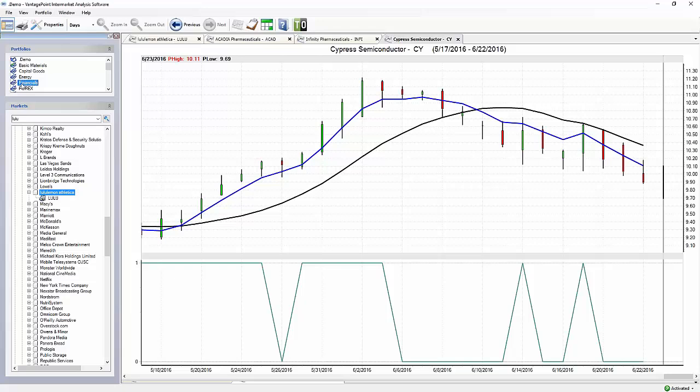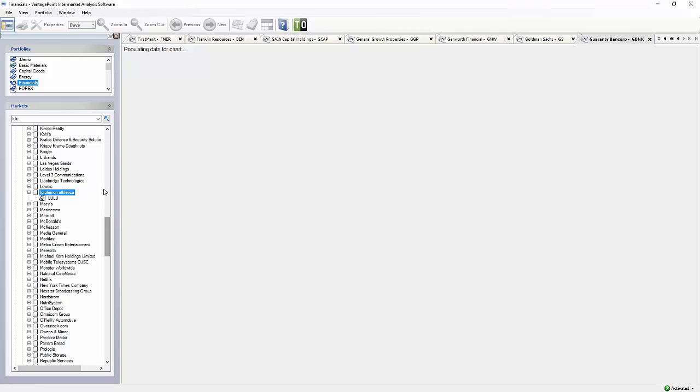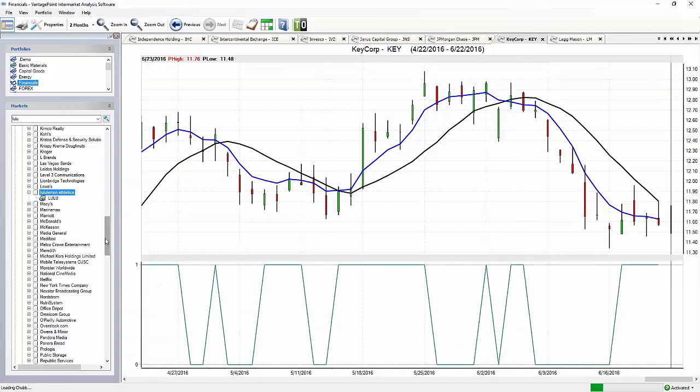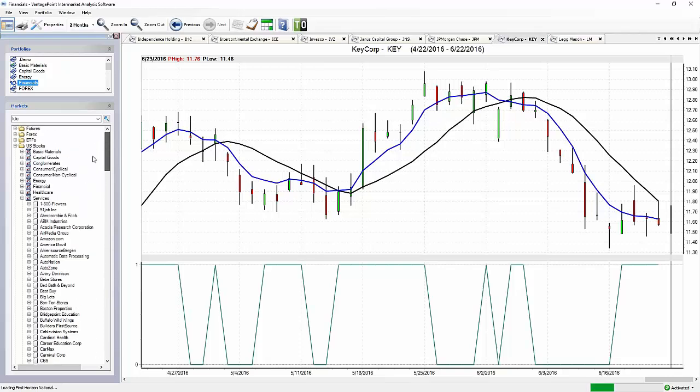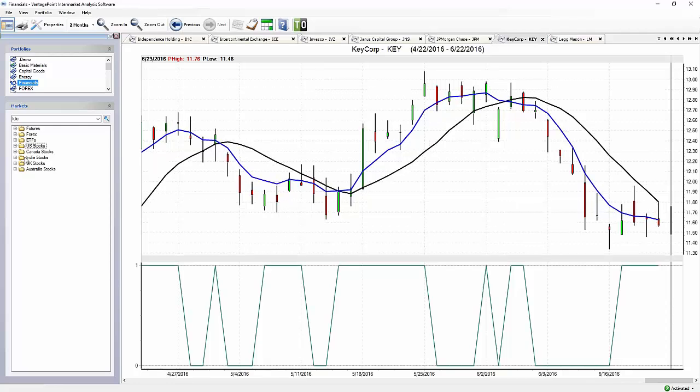So I can go ahead, I'll open up, let's see, financials here. Go ahead and save this portfolio. And what it's going to do is load up the entire financial sector. So we have a lot of individual opportunities inside of that sector that we can take advantage of. Now, just another reminder here, we do forecast for U.S. stocks, ETFs, the futures, and the Forex market.